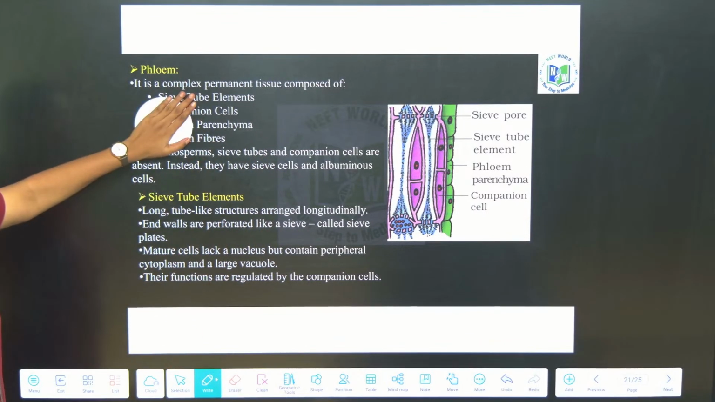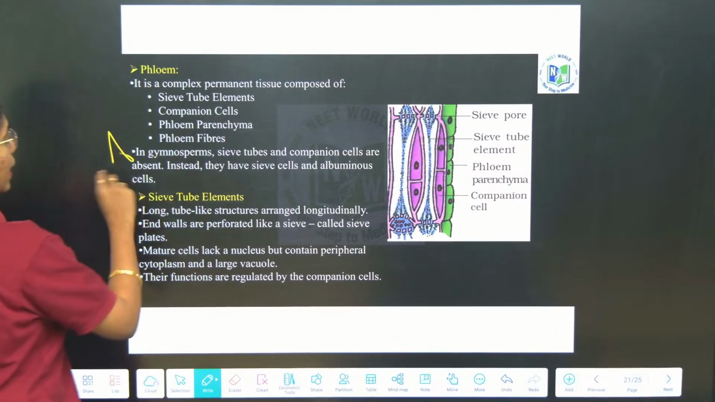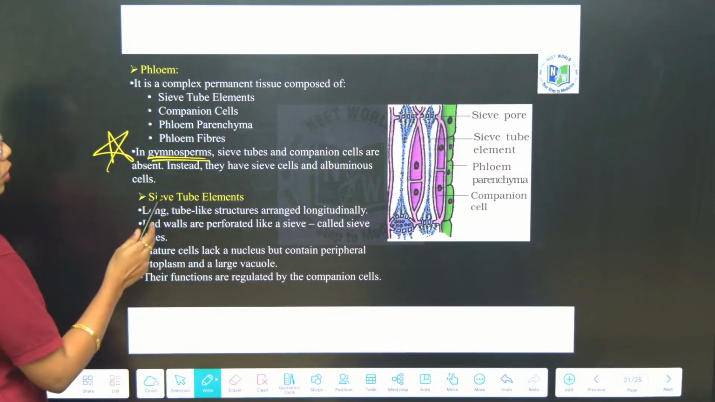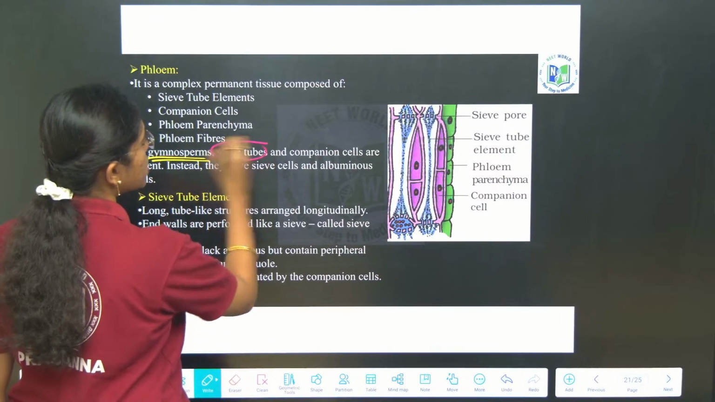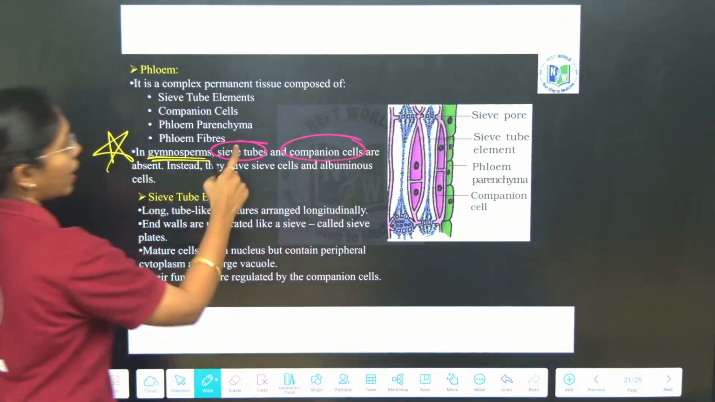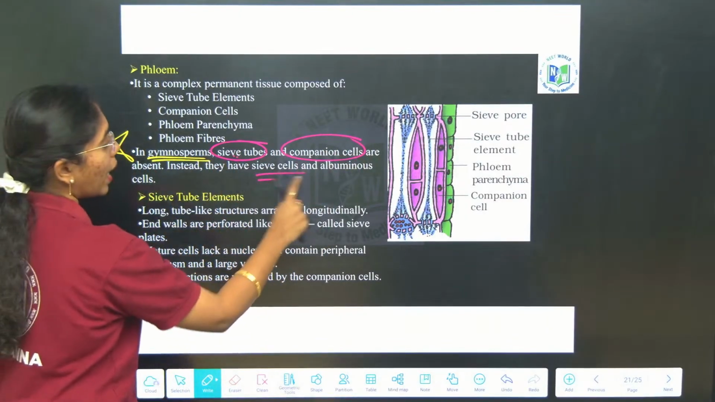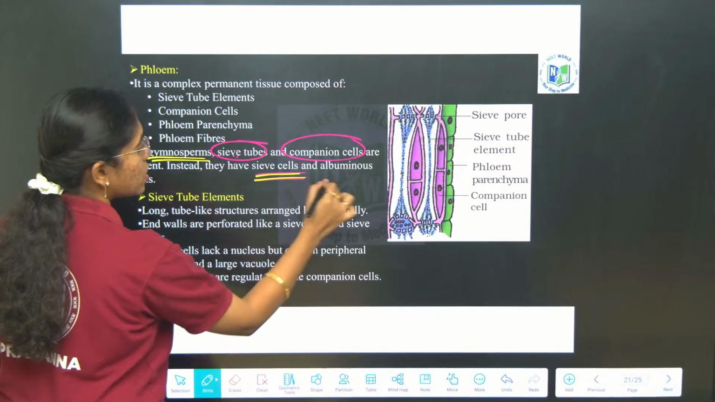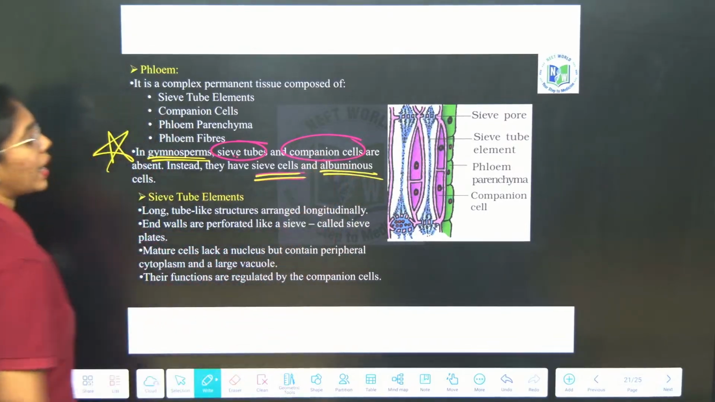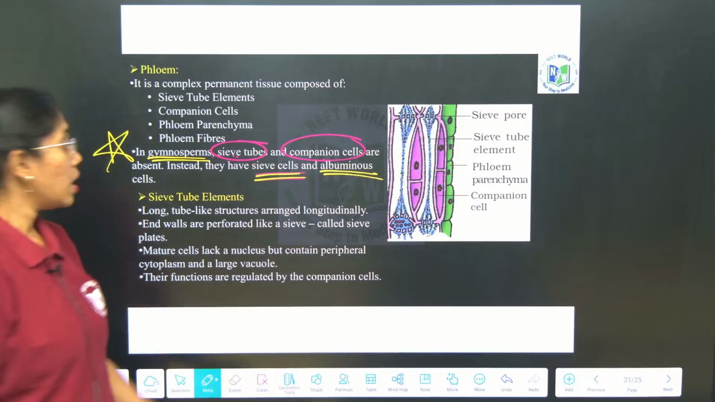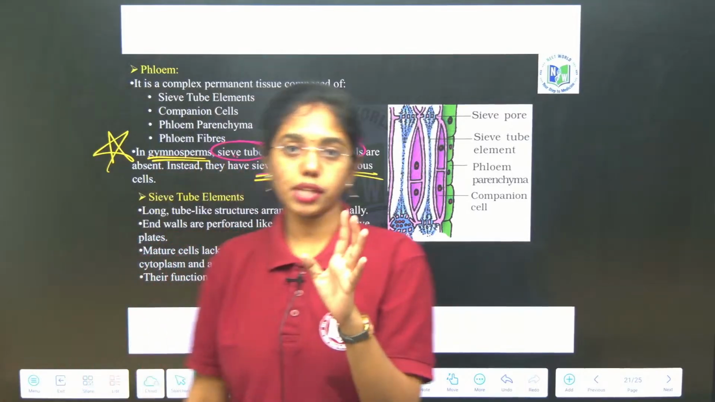Here the point to be highlighted or noted is that in gymnosperms you don't have sieve tubes and companion cells. Rather, in the place of sieve tubes you have sieve cells, and in the place of companion cells you have albuminous cells. Major point, many a times asked in your NEET.